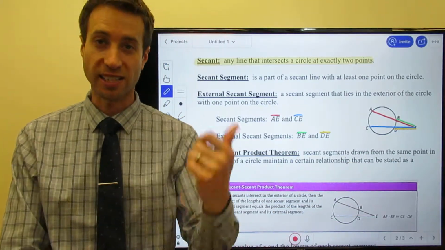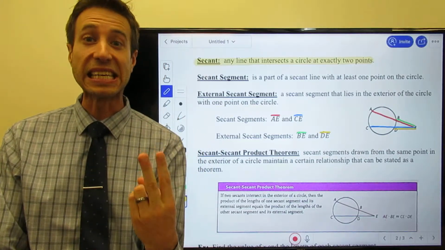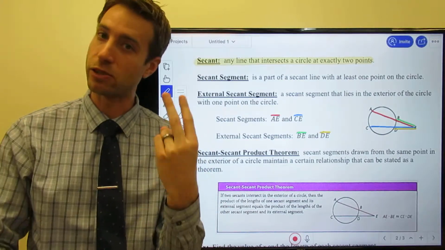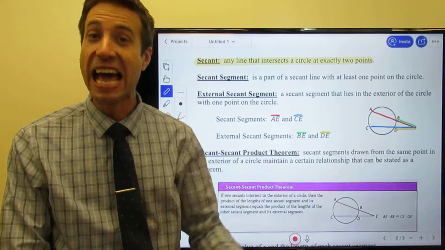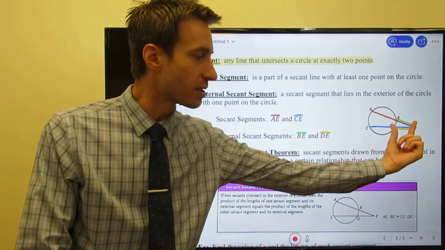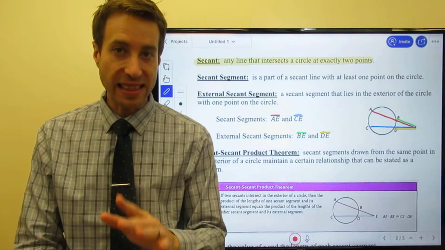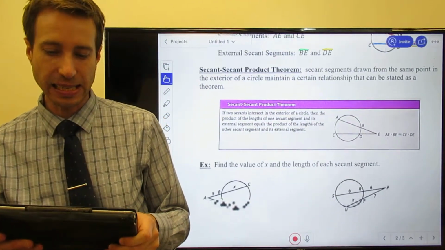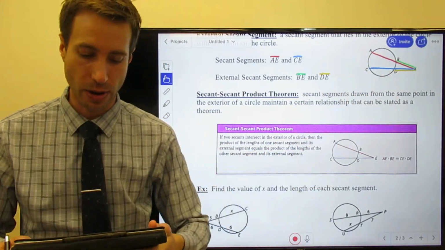So first, a secant line intersects the circle at 2 points. Then there's the secant segment, which is the portion of a secant line that intersects the circle at 2 points, but they share a common endpoint. And then there are the external secant segments, which are just those portions of the secant lines outside of the circle. With that in mind, here we go. The secant product theorem. Actually, let me keep that color diagram there for you.